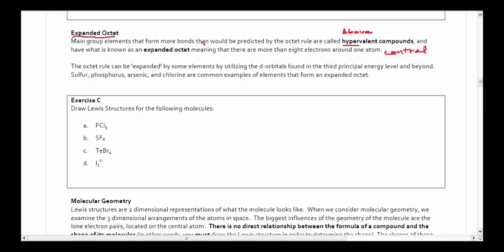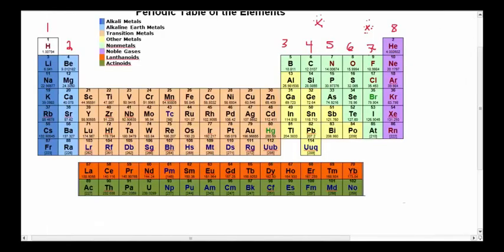These atoms that are able to expand the octet are those that utilize the d sublevels that are found in the third principal energy level and beyond. Your common players, the usual suspects, are sulfur, phosphorus, arsenic, and chlorine. If we flip over to our periodic table, these guys must be in the third period or beyond. So all of these guys can do that.